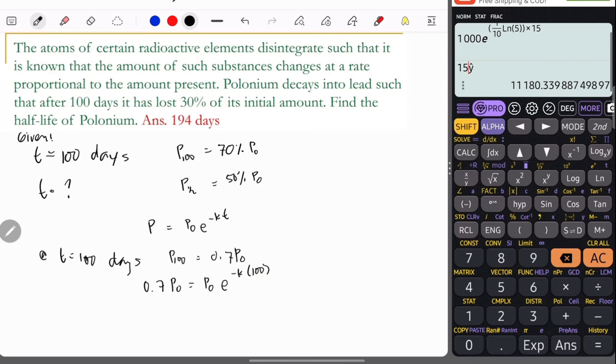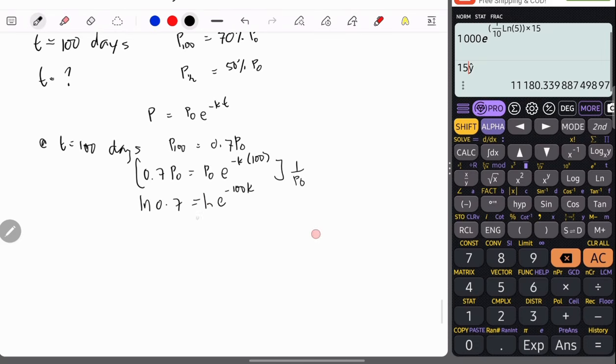So we have to get rid of P sub O first, then e, then negative 100. So, first, divide both sides by P sub O. So, the result is 0.7 equals e to the negative 100k. Then, ln both sides. The result is negative 100k equals ln 0.7. Then, divide both sides by negative 100. So, k here is equivalent to negative 1 over 100 ln 0.7.